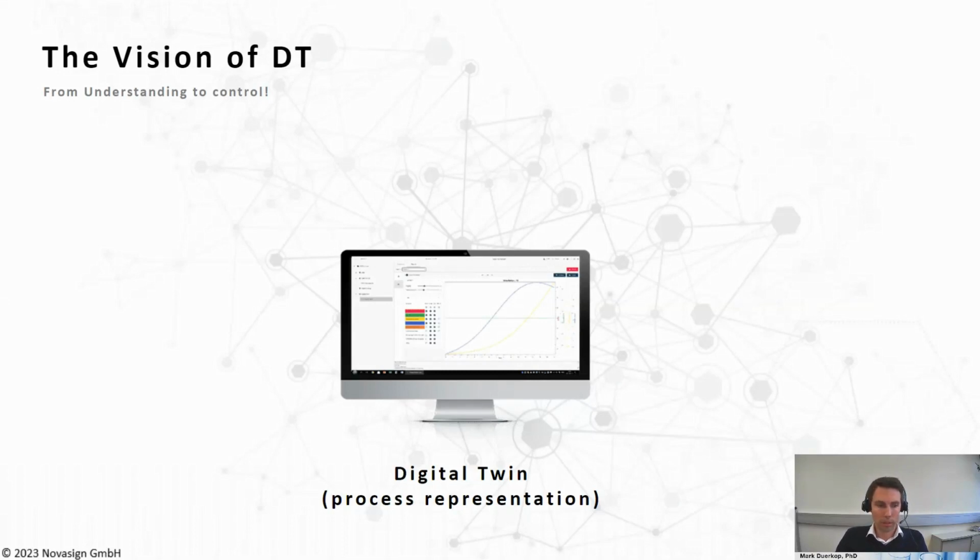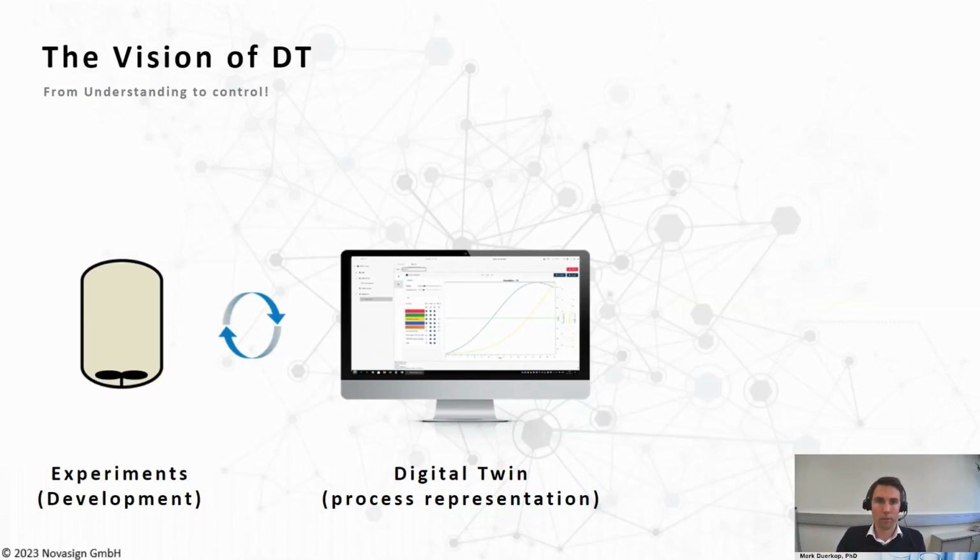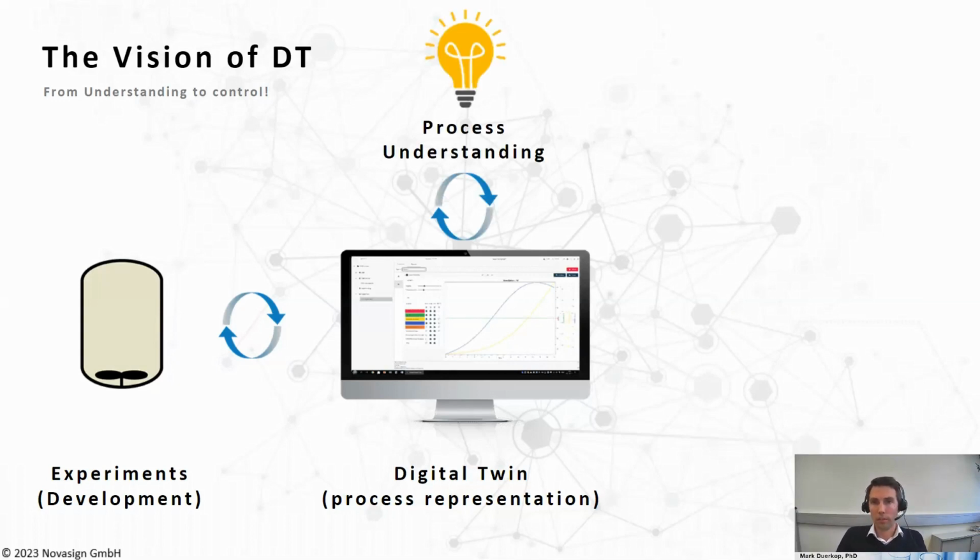In order to train this digital twin to be a digital representation of something, for sure we have to perform experiments. So there are experiments that are performed in early or late stage process development. And from this data, we basically train the digital twin, and then the digital twin should give us process understanding. And from this process understanding, we then take the decision how to set up the process in the ideal way.